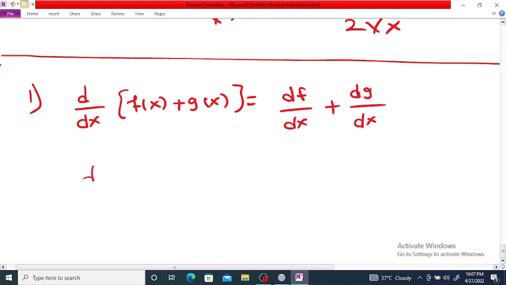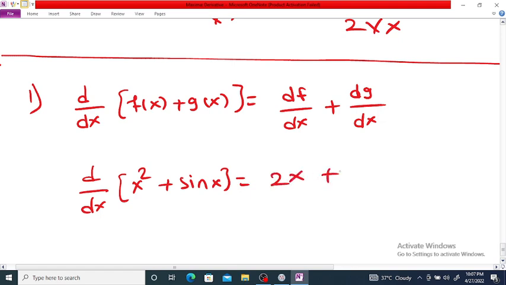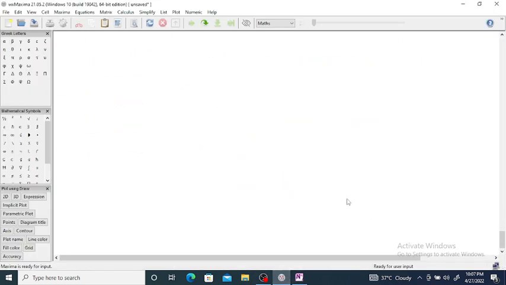So for example, if you want to determine d by dx of x square plus sine of x, then its derivative is equal to, take a separate derivative of x square, that is twice x, and take the separate derivative of sine x, which is equal to what? Cos x.